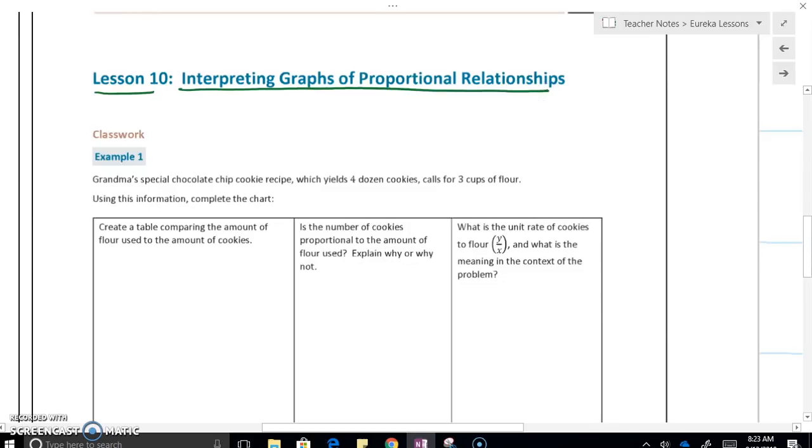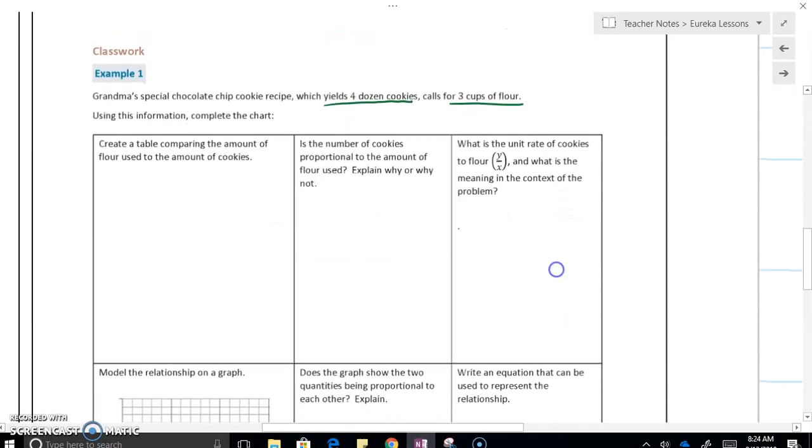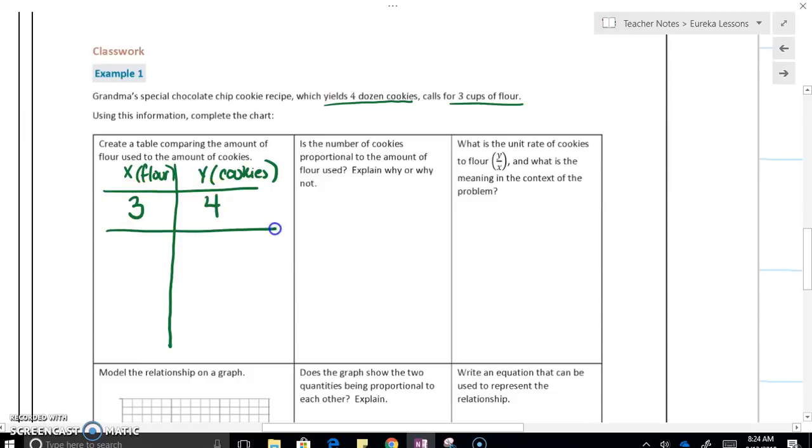Grandma's special chocolate chip cookie recipe, which yields 4 dozen cookies, calls for 3 cups of flour. Using this information, complete the chart. Okay, so I'm going to have an X column and a Y column. I'm going to call X flour because you need flour in order to make Y cookies. And according to our recipe, 3 cups of flour yields 4 dozen cookies.